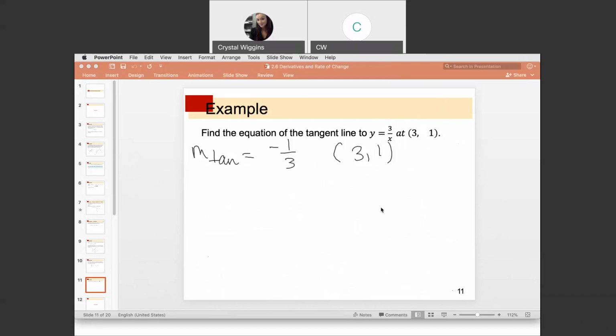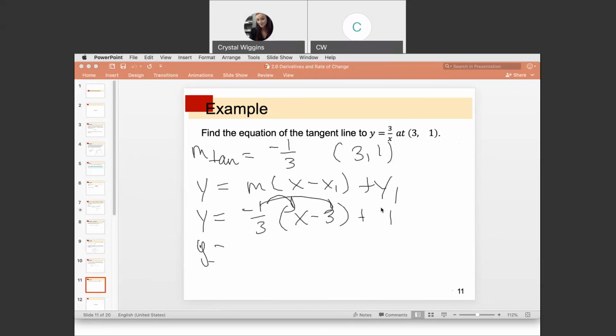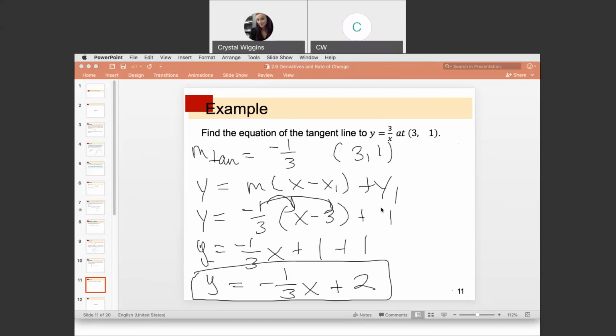So using point slope form, y is equal to m times x minus x1 plus y1. We get y is equal to negative 1/3 times x minus 3 plus 1. Distribute to make this prettier. So we get negative 1/3 x plus 1 plus 1. Combine like terms, and y equals negative 1/3 x plus 2 is the equation of the tangent line to the rational function 3 over x at the point (3, 1). And we found this by using the limit definition of the slope of the tangent line.